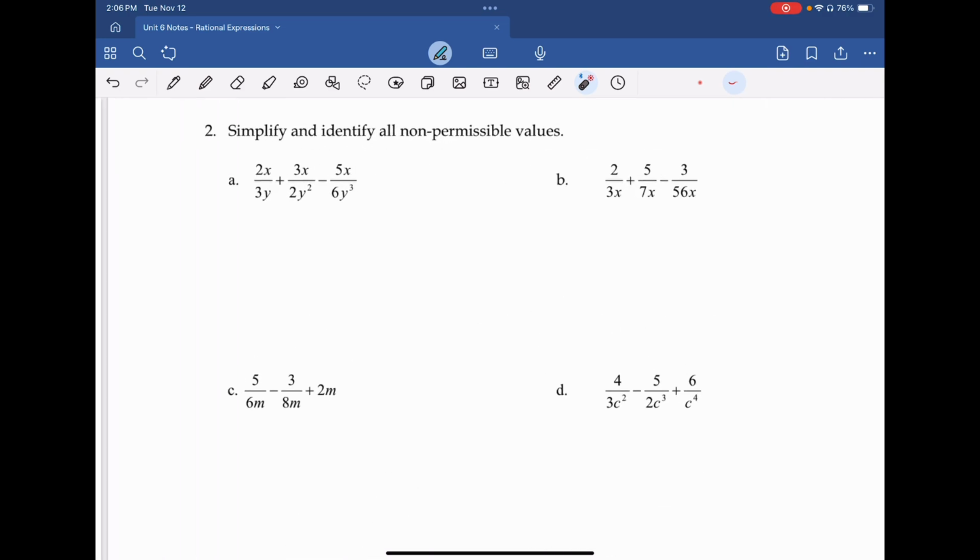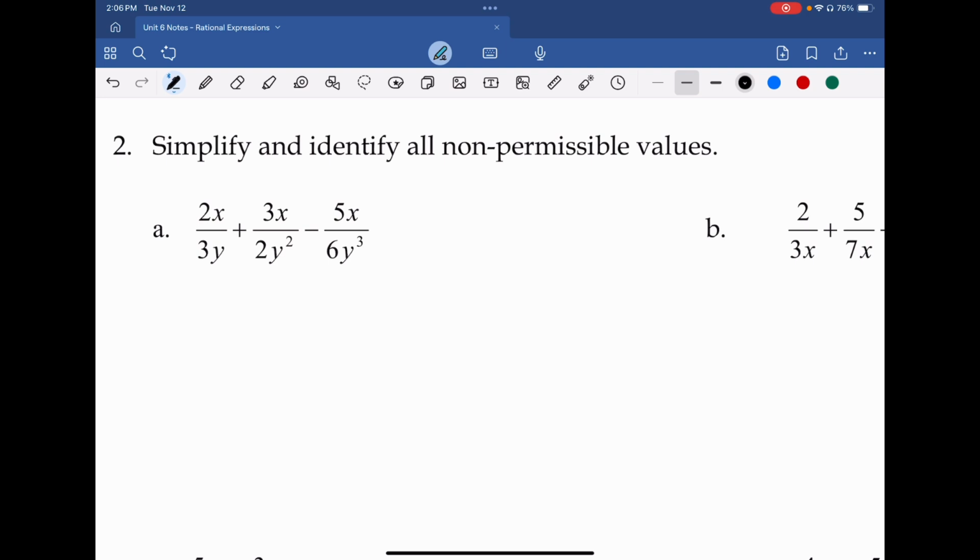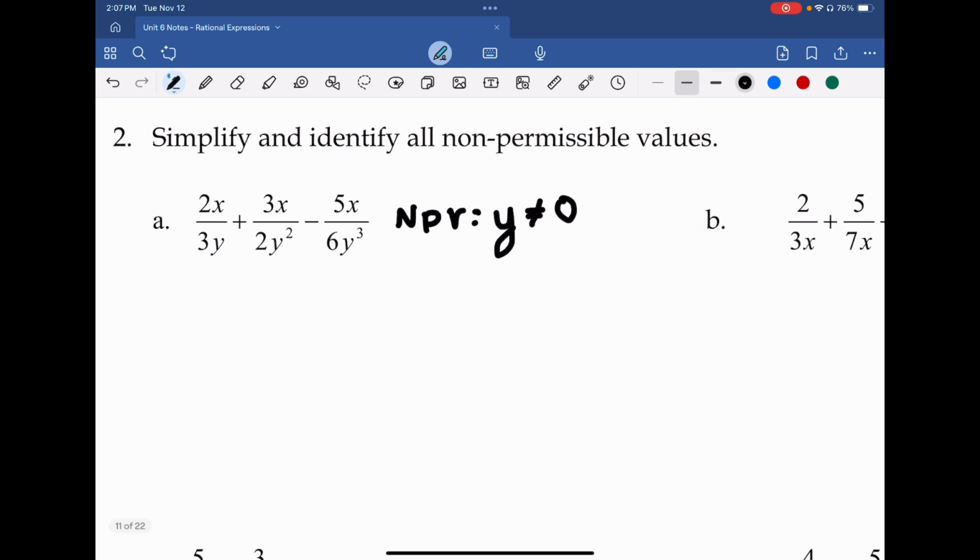Okay, let's move on to our next page here. We're going to look at a couple more examples, and we may take some shortcuts here or there based on the space we have available. So instead of rewriting them out, what I might do is write on the actual examples themselves, just so that we can save a little bit of space. They say simplify and identify all the non-permissible values. Well, first and foremost, our MPV for this one is quite nice. The MPV for the first one is just that y cannot equal 0, because if any y was 0, it would wipe out those denominator terms, and we don't want that.